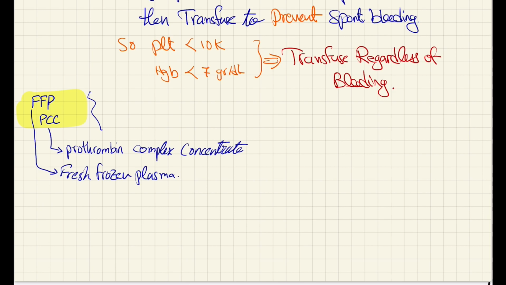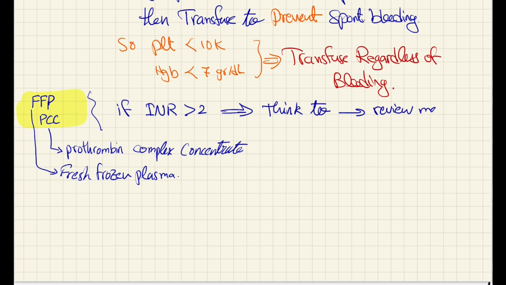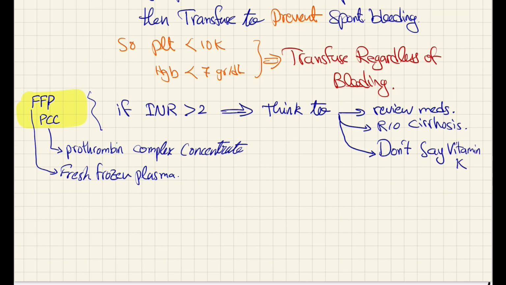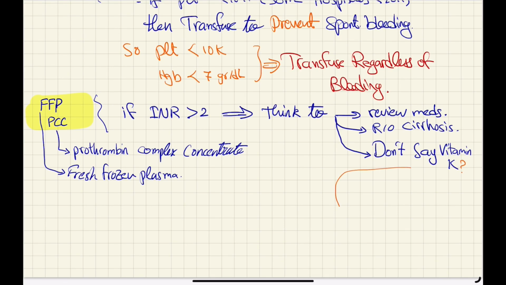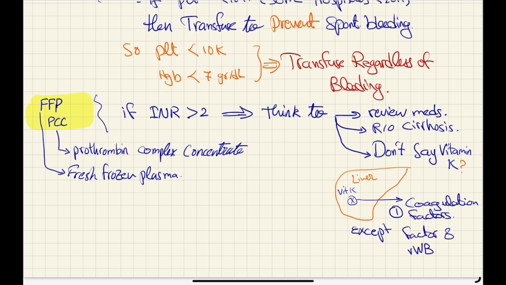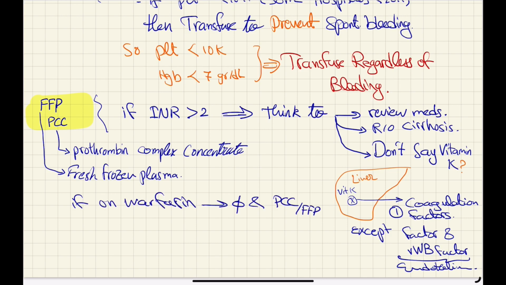Remember this. So if the INR is more than 2, we need to check the patient's medication and make sure that the patient is not cirrhotic, and then never answer if you see INR more than 2, never think of vitamin K as an option. And the reason is that the liver needs time to make coagulation factors with vitamin K. It takes up to 12 to 1 day to make these coagulation factors. Remember, all the coagulation factors are made in the liver except for factor 8 and von Willebrand factor, which are made in the endothelium.